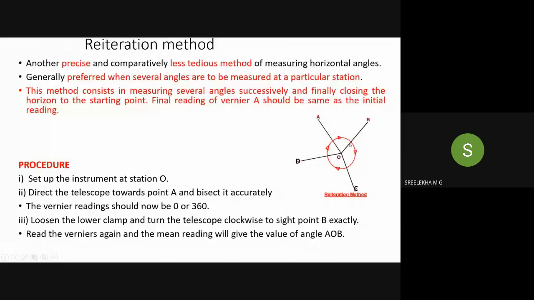Okay. And now, again, we'll be rotating so as to sight the next point C. So again, what should be the clamping screw used? It should be your upper clamp or upper tangent screw only, because your angular reading should be changing. It will be along with the rotation, it should be changing.